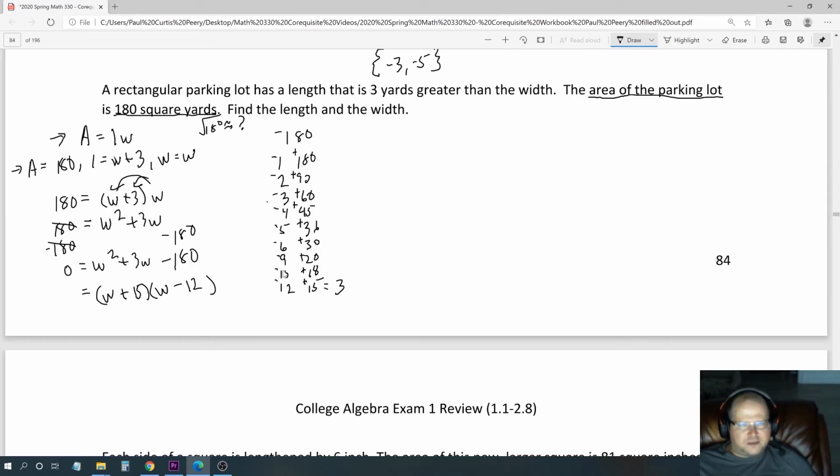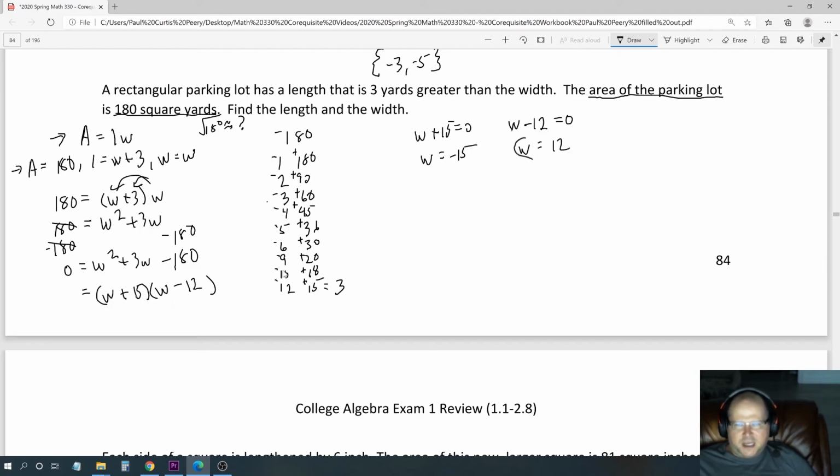Now we're going to set those equal to 0. So we say w plus 15 equals 0. Again, we set the quadratic equal to 0, we factored everything, then we're setting the factors equal to 0. And w minus 12 is equal to 0. So this is going to be w is equal to negative 15. That doesn't make sense. W is equal to positive 12. That makes sense.